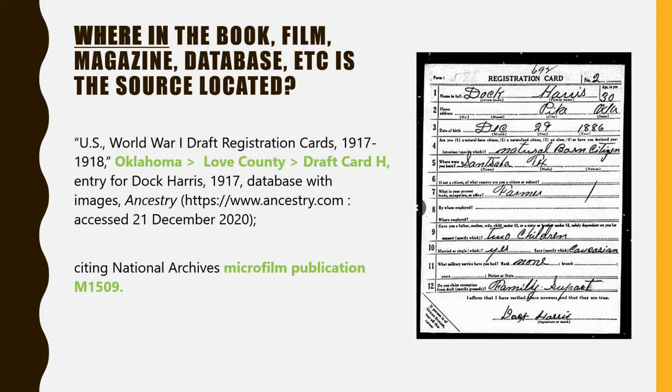So in our example, what do we have? Well, I've put some waypoints there. And if I were browsing this collection on Ancestry, I could start with the basic collection, then I could go to Oklahoma, then to Love County, and then to the H's to find this entry for Doc Harris. And so you'll see there in green the specifics about where in this is. And down in the physical layer, you'll see that we have a specific publication number for M1509, which is the record group at the National Archives.